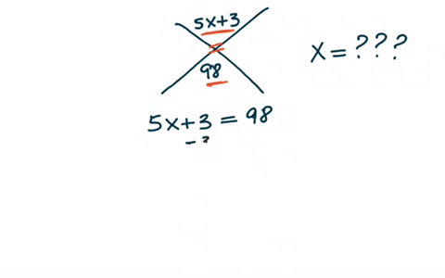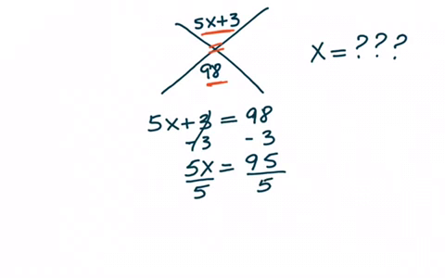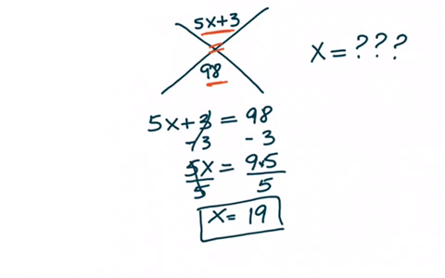First I get rid of my 3. Because I'm going across the equal sign, I have to subtract. Okay, 5x is 95, and then I divide by 5 on both sides, and x is whatever, 19 is it? 1 with a remainder of 4. 5 goes into 4. Yeah, 19. So x equals 19 degrees.